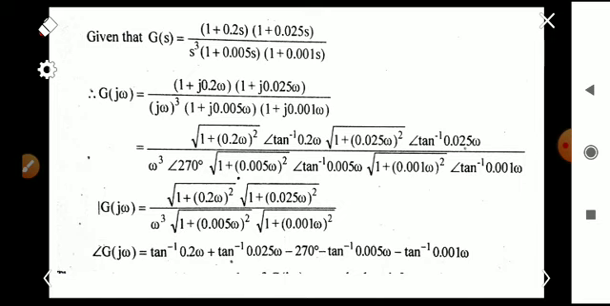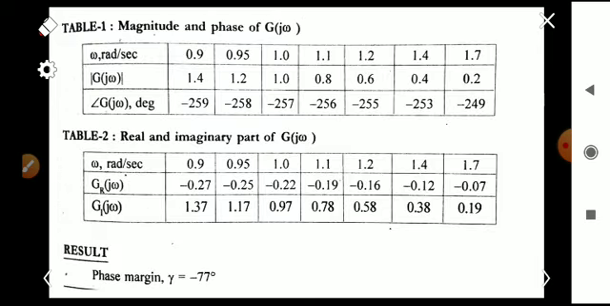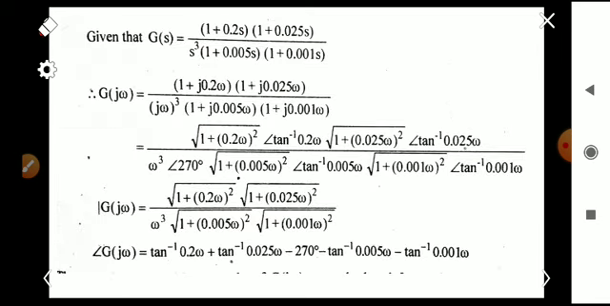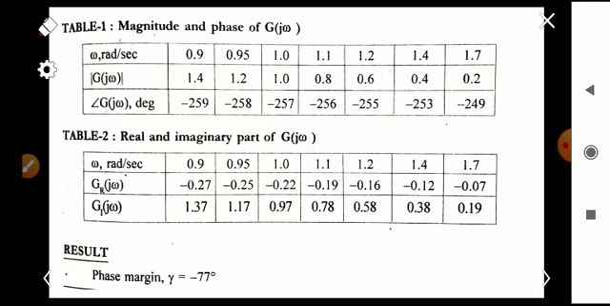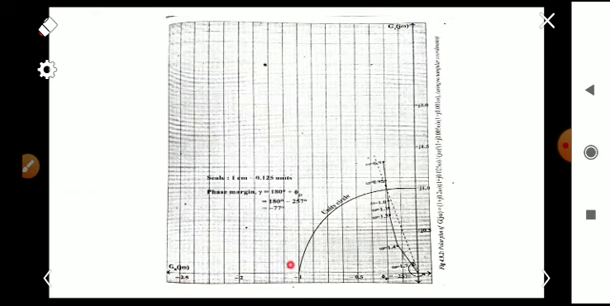Then we have to choose different values of omega and find the corresponding magnitude and phase angle. These are the different values of omega, and we have found the magnitude and phase angle by substituting them in these equations. For plotting the polar plot on our graph sheet, we convert these polar coordinates into rectangular coordinates using a calculator. After that we have drawn this graph.